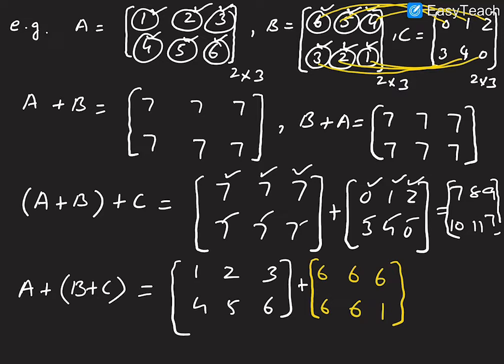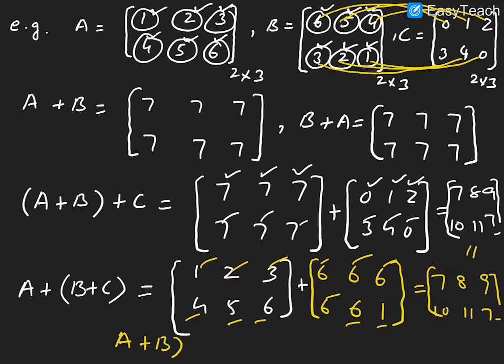Now if you add A, so 6 plus 1, 7, 6 plus 2, 8, and 3 plus 6 is 9. 4 plus 6, 10, 5 plus 6, 11, and 6 plus 1 is 7, which is the same. These two are the same. So this is called associative law of addition of matrices. So (A plus B) plus C is equal to A plus (B plus C). Both will be the same, both will be equal.